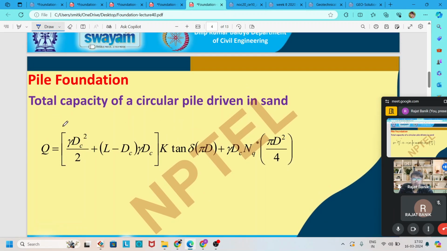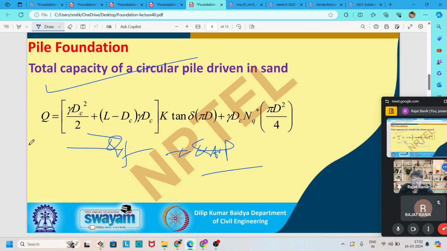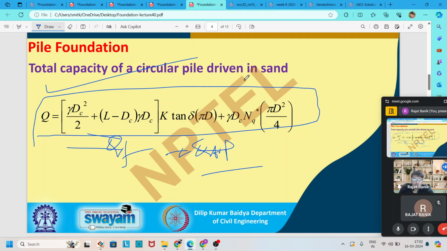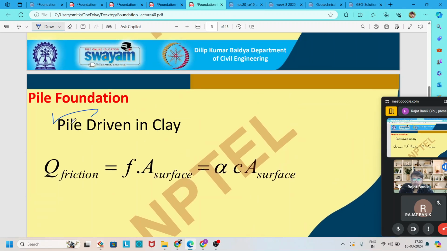Now the total capacity is the summation of QF plus QT. QF is the friction force, QT is the end bearing force. So the total load is written like that. Just put all these formulas here and we find the equation. Now in the case of driven clay, the formula changes a little bit. The only change is Q for end bearing and F for skin friction.